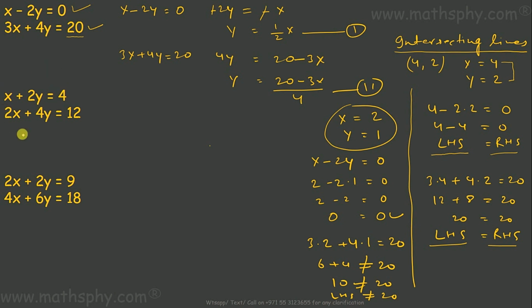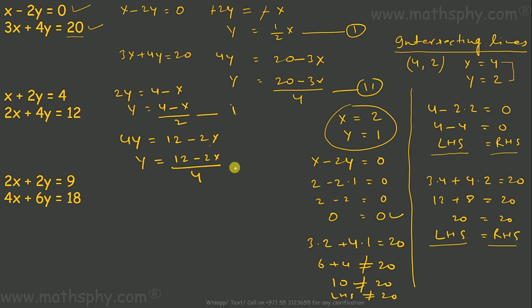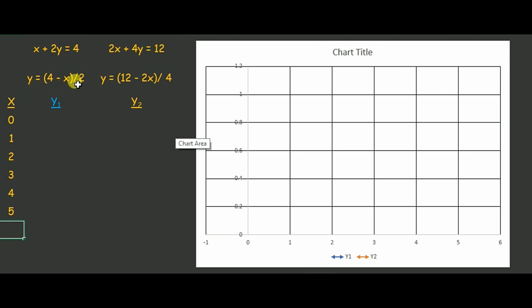Now let's try for this equation here. This will be 2y equals 4 minus x. y would be 4 minus x over 2. This one here would be 4y equals 12 minus 2x. So y would be 12 minus 2x over 4. Equation 1: y is equal to 4 minus x over 2. Equation 2: y is equal to 12 minus 2x over 4. These two are the equations here.